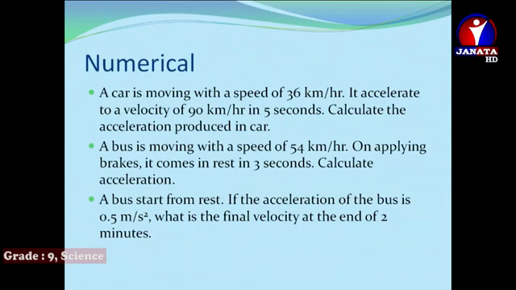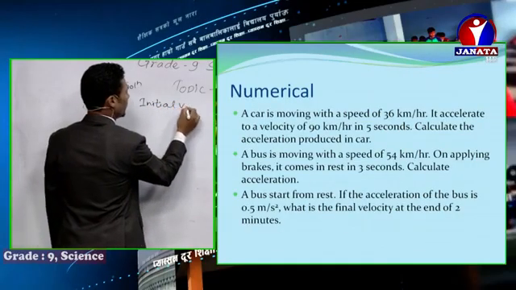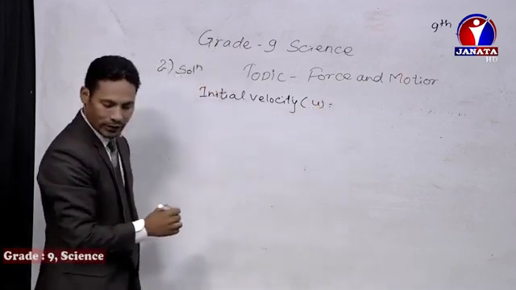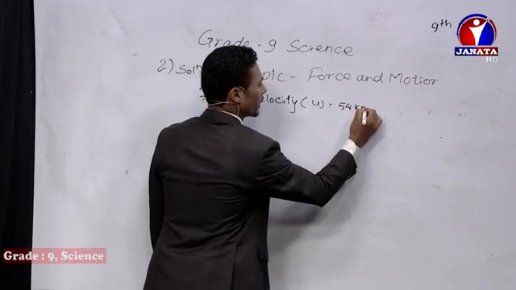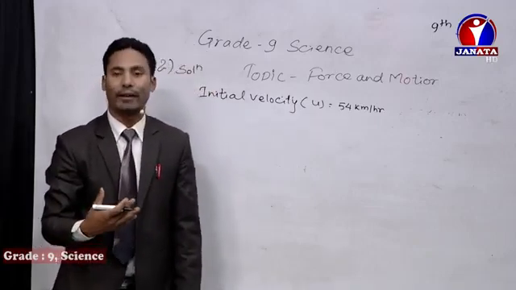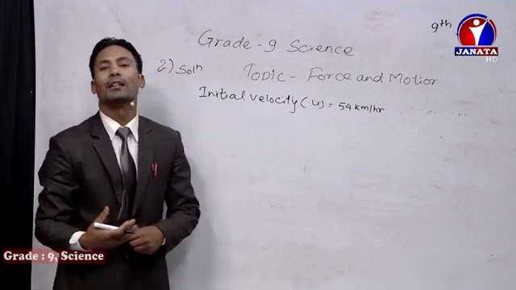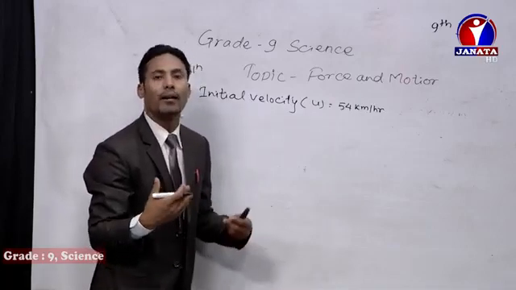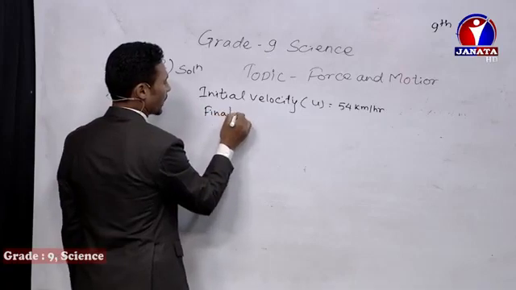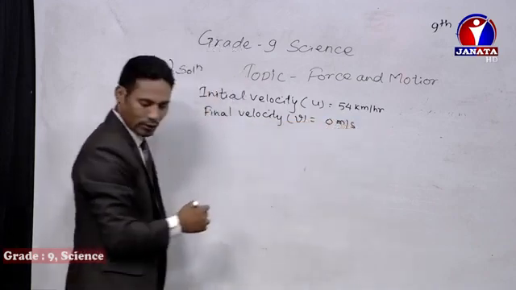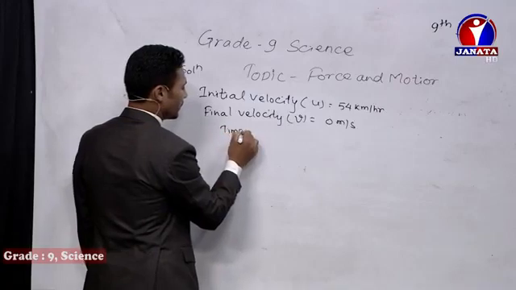The initial velocity is given over there, 54 kilometer per hour. So here the initial velocity, the symbol for this one is u. It is 54 kilometer per hour, right? Now after applying the brakes, the bus comes to rest, meaning the final velocity is 0 meter per second, right? Why? Because the bus comes to rest. So v equals 0 meter per second. The time interval, the time taken, is also given there.